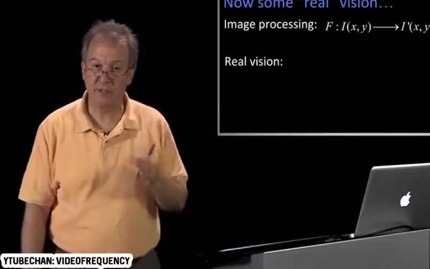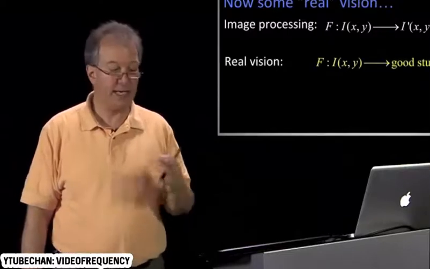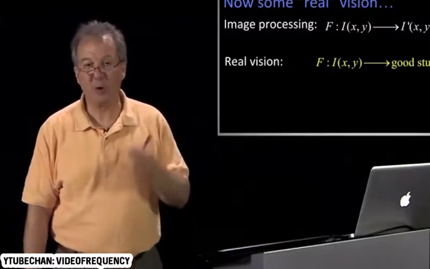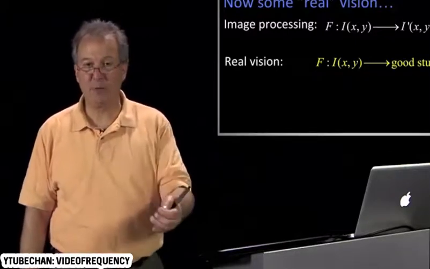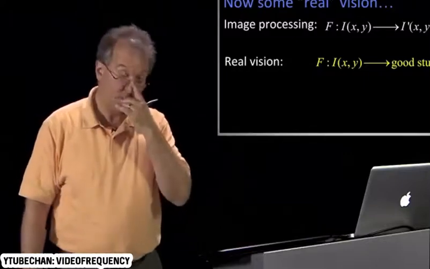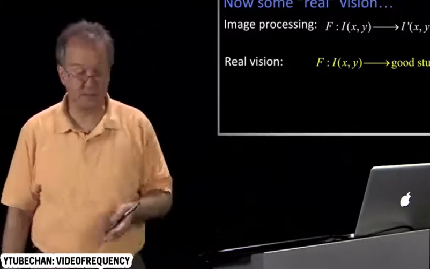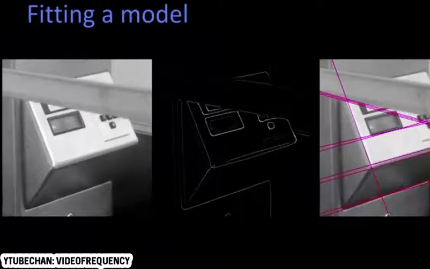In real vision, you still take an image in, but what you get out is good stuff. The whole idea is that we're putting images in and we're getting stuff out. So what are some examples of stuff? Well, maybe just a line. Here we have an image on the left and some edge description of it in the middle, and you can see a whole bunch of lines that have been found within this image.